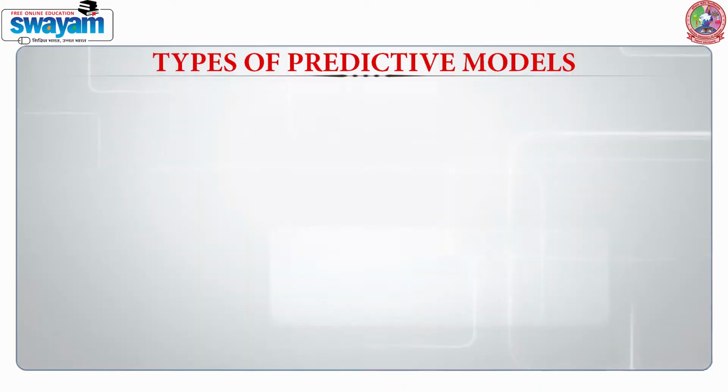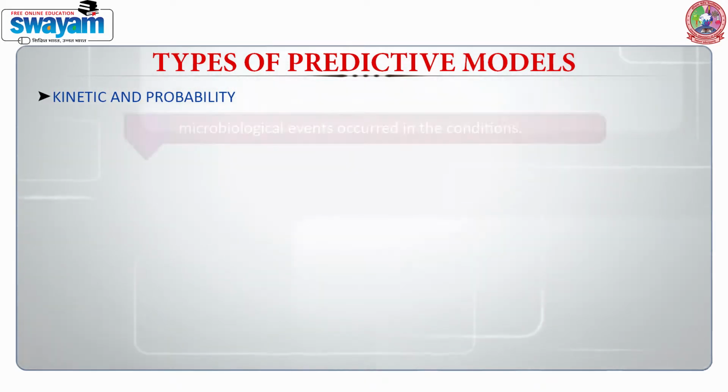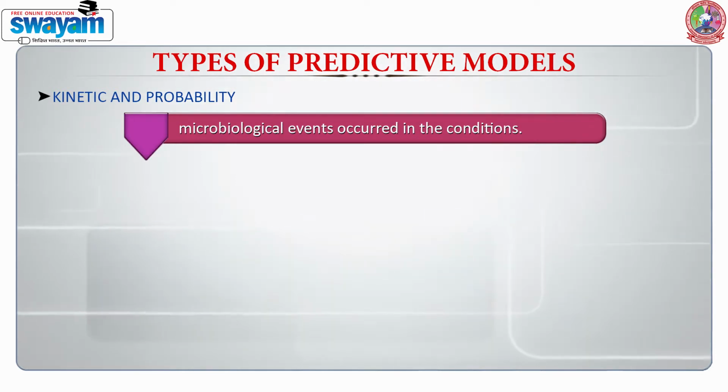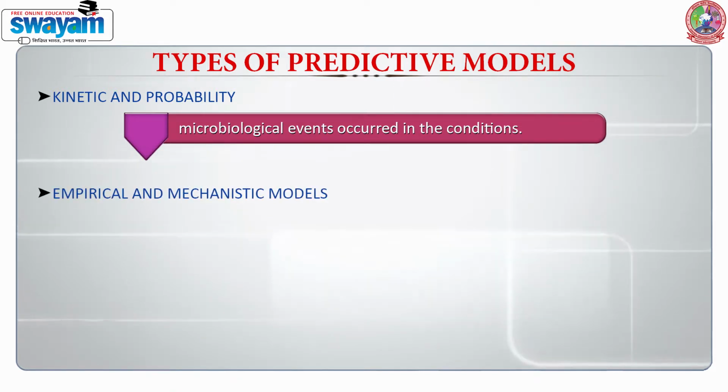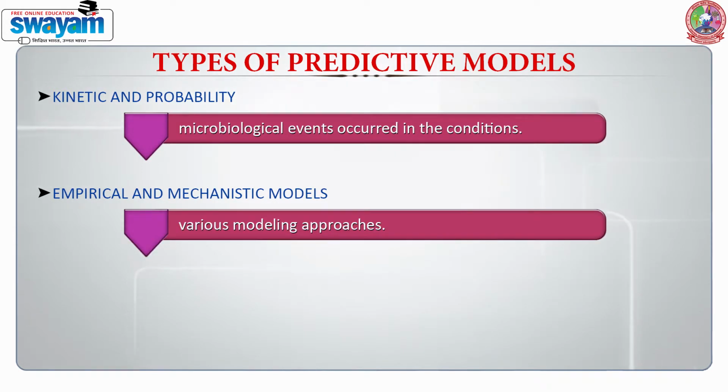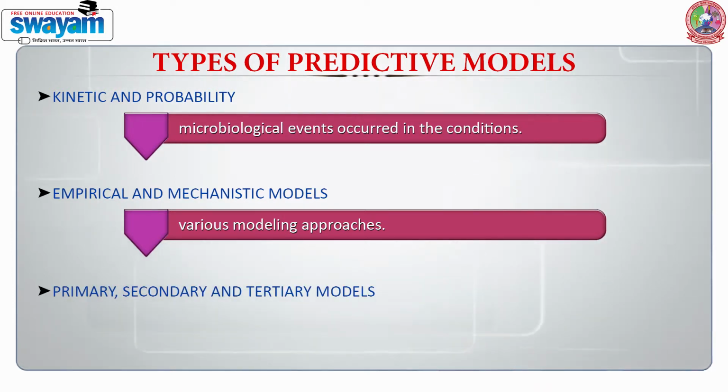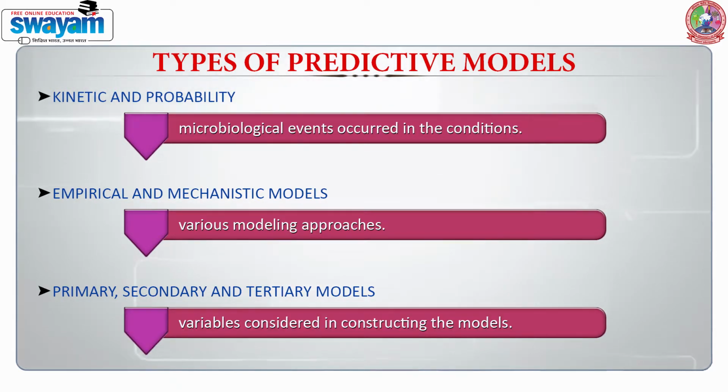When we talk about predictive models, there can be various types. The first category are the ones based on kinetics and probability. Usually, these are based on microbiological events occurring under set conditions. Then we have empirical and mechanical models. These are dependent upon the various modeling approaches which the researcher is adopting. Lastly, we have primary, secondary and tertiary models where different types of variables are considered in formulating or constructing the models.